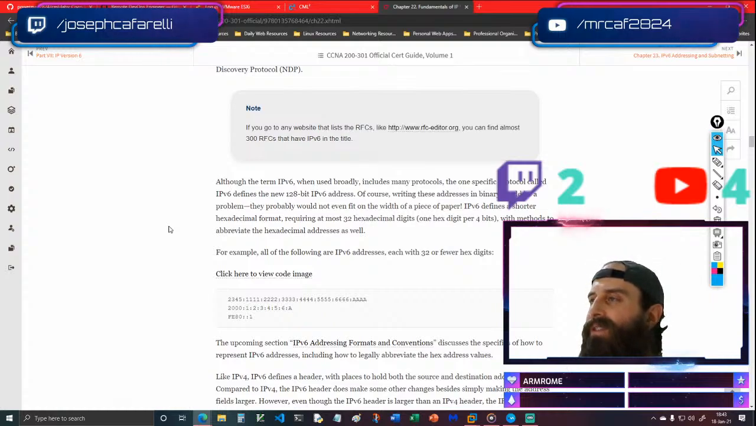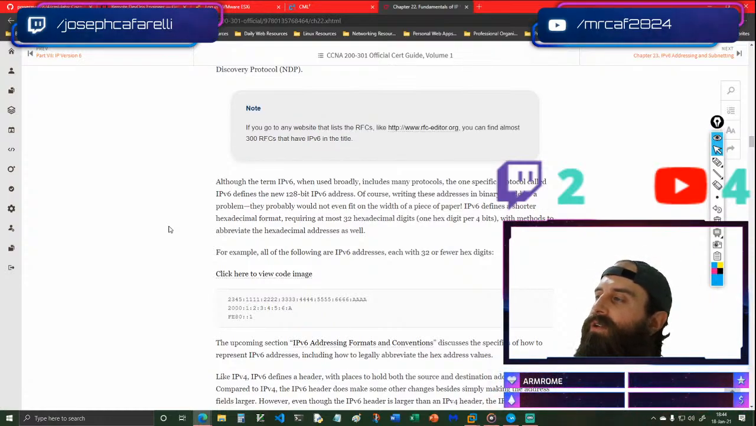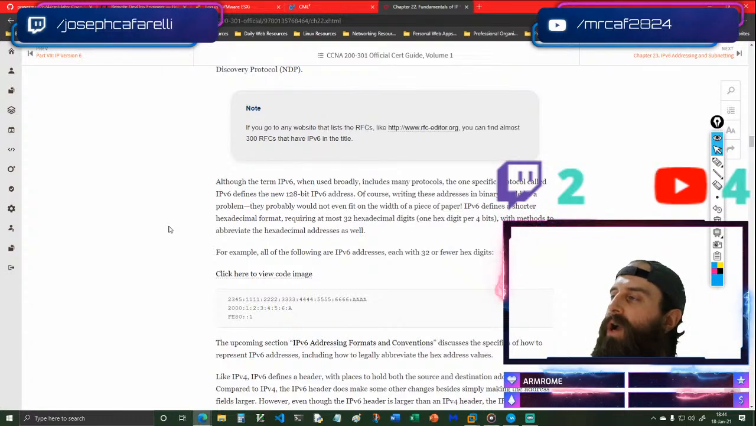All right, hexadecimal format, requiring at most 32 hexadecimal digits, one hex digit per 4 bits, with methods to abbreviate the hexadecimal addresses as well. For example, the following are IPv version 6 addresses, each with 32 or fewer hex digits.